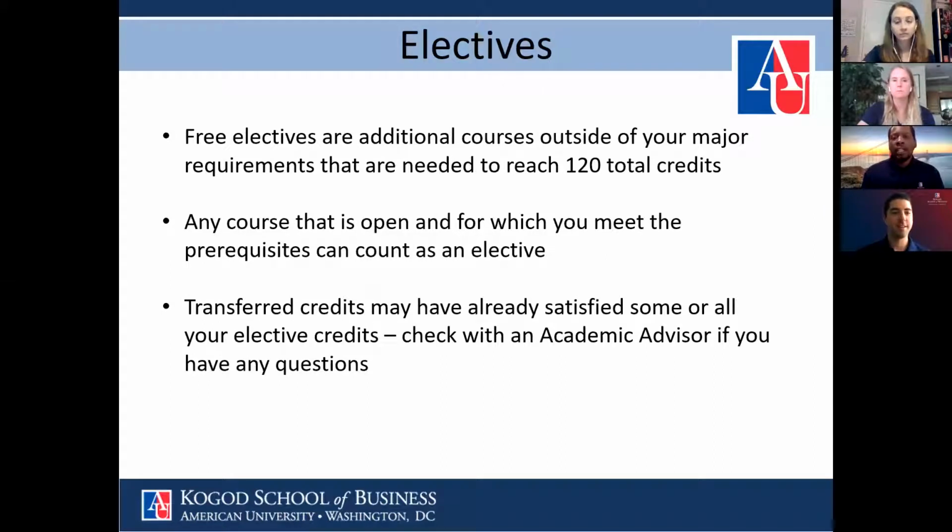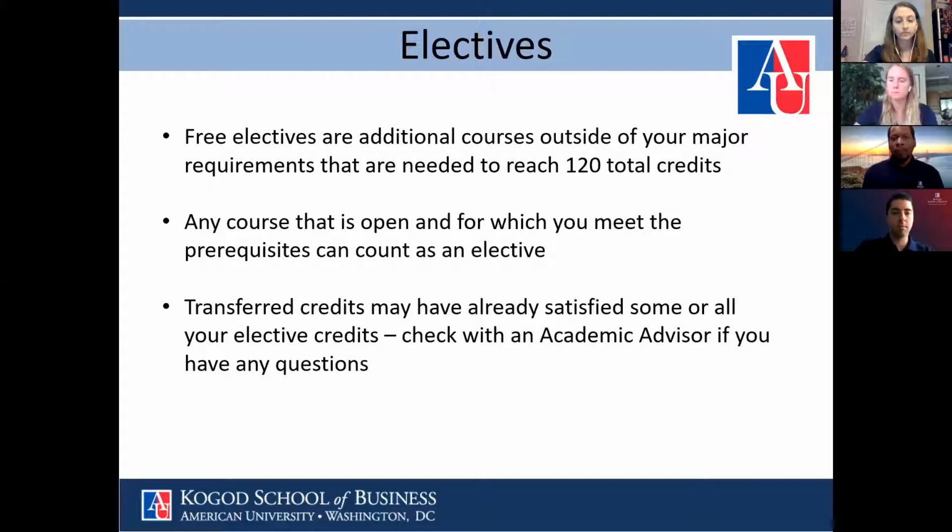And next are the electives. Free electives are additional courses outside of your required major that you need to reach 120 total credits. Any course for which you meet the prerequisites can count as an elective, and transfer credits may already satisfy all or some of your elective credits.